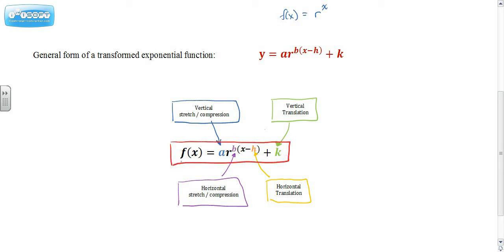Please be familiar with all these different transformations and be able to recognize them from an equation. Good luck!